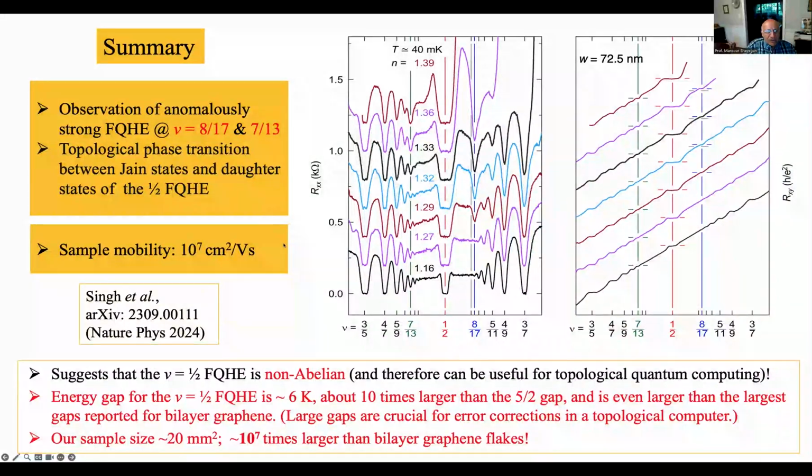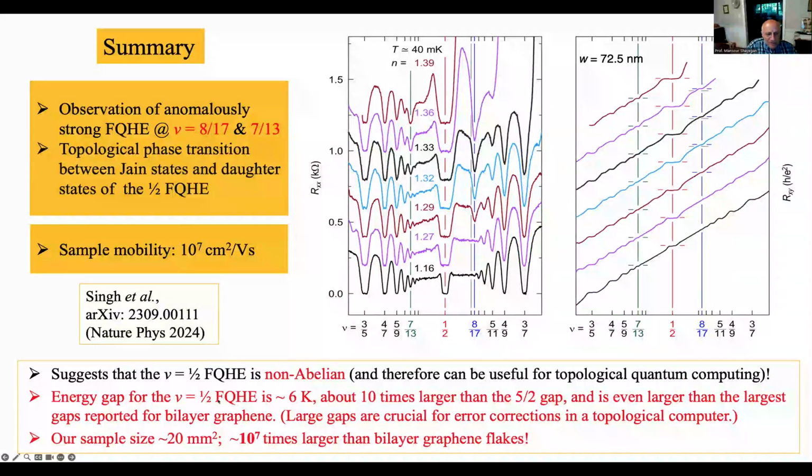The other states, the key thing is sample mobility is extremely high, around 10 million, which is very high for these wide quantum wells. And the data suggests that the 1/2 state in the system is indeed non-Abelian, and therefore can be used for topological quantum computing.